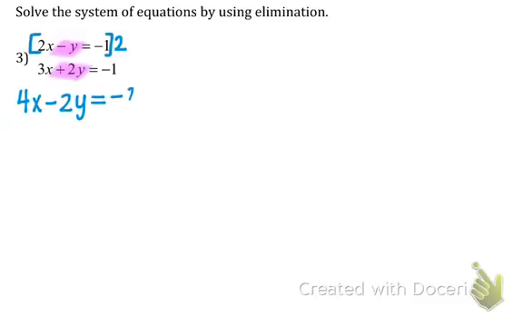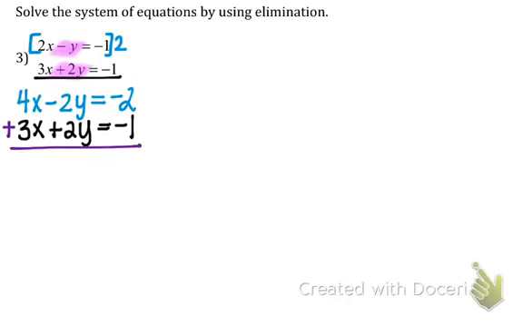So when I rewrite my equation, multiplying every coefficient by 2, I am left with 4x minus 2y is equal to negative 2. I'll stack my second equation right below it just as it was: 3x plus 2y is equal to negative 1. Now when using elimination, we are going to add our equations going down, and when we add our equations, one of our variables will cancel out.